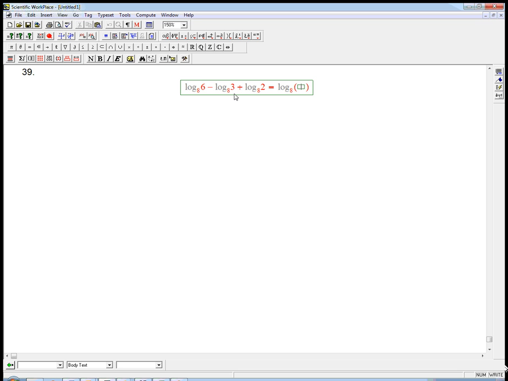Because subtraction means division and addition means multiplication. So let's reorder it a little bit. We're really multiplying the 6 and the 2, and then we're dividing by 3. And so that's going to be just log base 8 of 4. Yep, log base 8 of 4. And now we just have to express 4 as a power of 8. Well, that's kind of weird. Is it a nice power of 8?